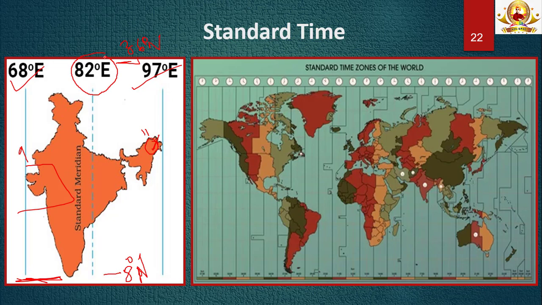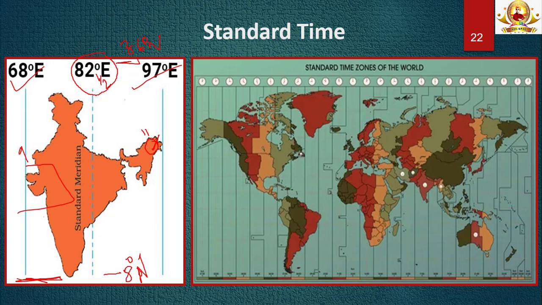So the time at 82 and a half degree east meridian, this is written 82 and a half degree east, will be treated as the time of India, and it is called Indian Standard Time. So the time in India will be the same as the time at 82 and a half degrees east. So Sikkim and Gujarat will have the same time as the time at 82 and a half degree east.